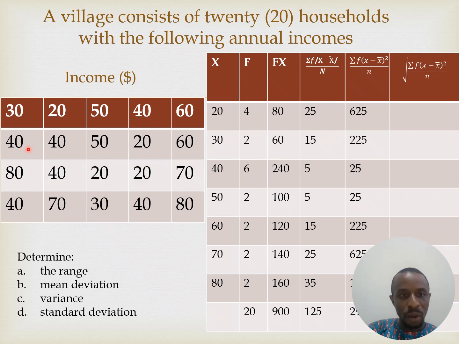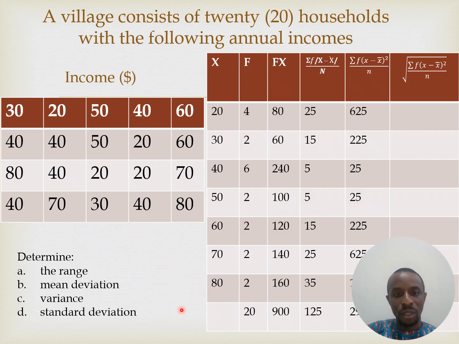For 40, we have 1, 2. For 50, we have 1, 2 as well. For 60, we have 1, 2. For 70, we have 2 households, 1, 2. And for 80, 2 as well. We have 80 here and we have 80 there. When you add this together, 4 plus 2, 6. 6 plus 6, 12, plus 4, 14. 14 plus 2, 16. 16 plus 2, 18. 18 plus 2 will give us 20.